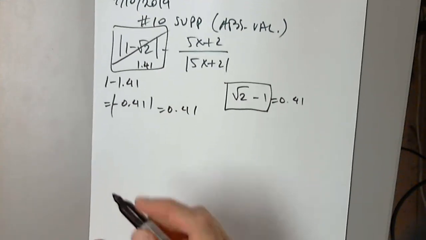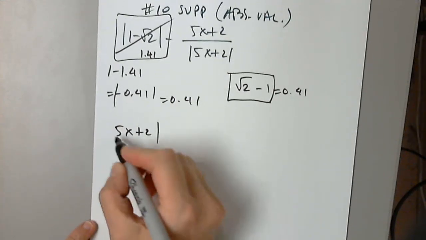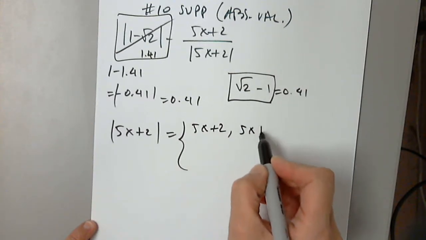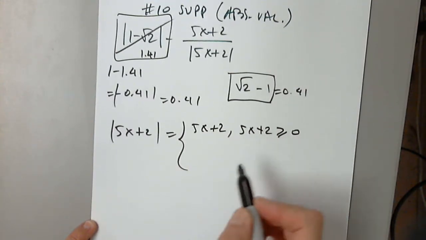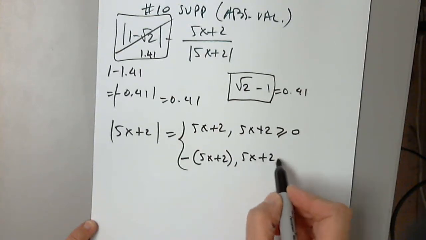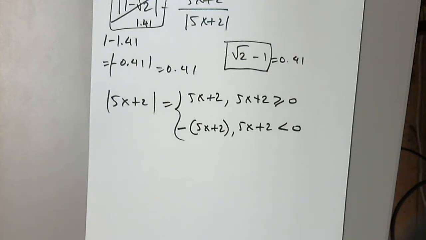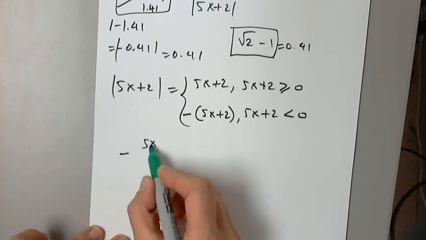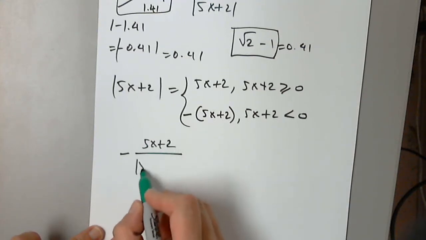So let's start with the absolute value. 5x plus 2 in absolute value has two options: 5x plus 2 when 5x plus 2 is greater than or equal to 0, or the opposite of 5x plus 2 when 5x plus 2 is less than 0. Is it okay so far? You've done this, right?